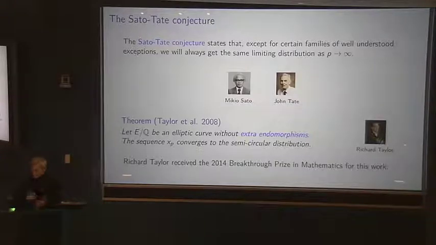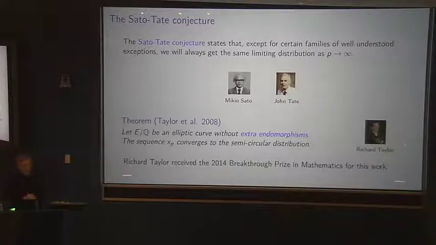So this behavior, the phenomenon that we just looked at, was observed back in the early 60s independently by Mikio Sato and John Tate, who conjectured that except for a finite set of very well understood families of special elliptic curves, generically, this is what we should expect to see. We should always expect to see, if we run that same experiment again with a random elliptic curve of our choosing, that it converges to a semicircular distribution.